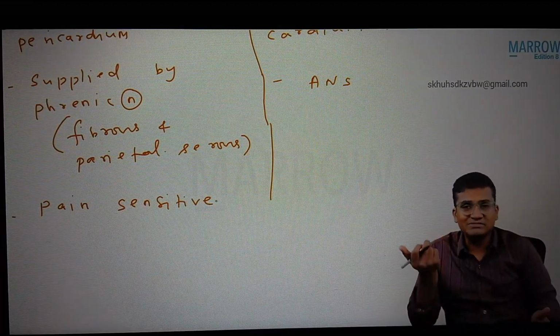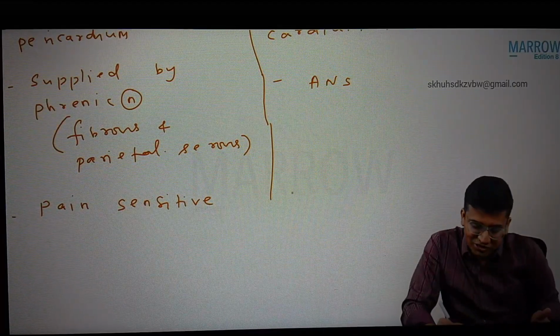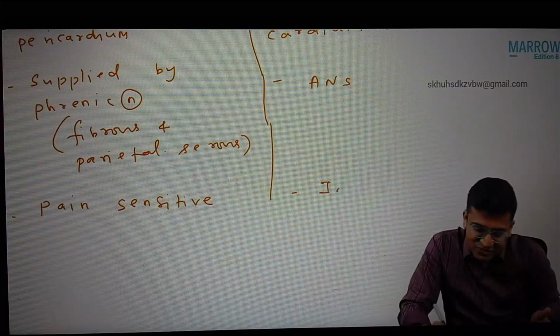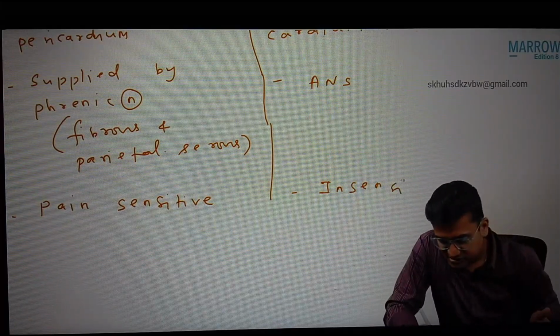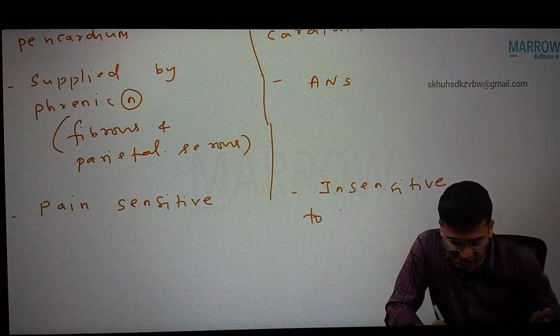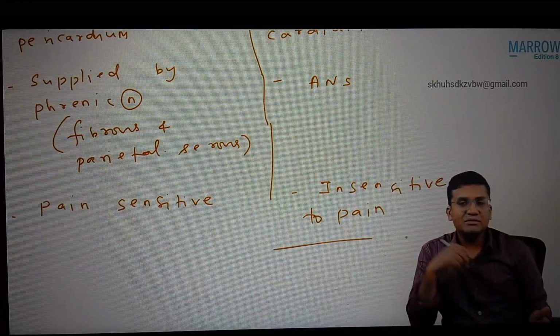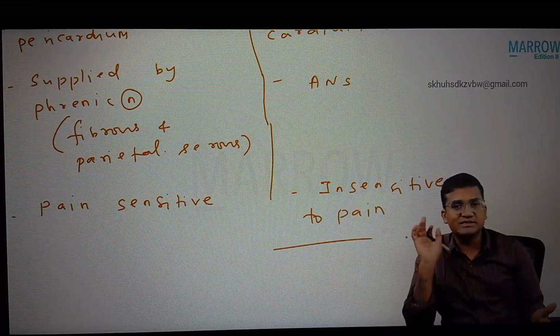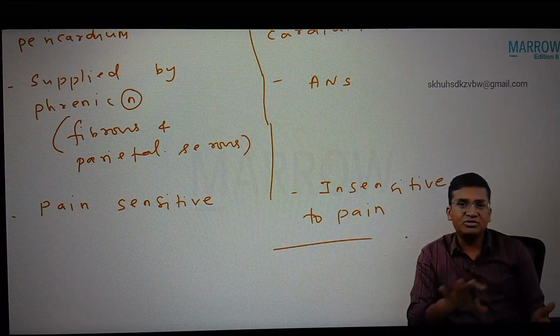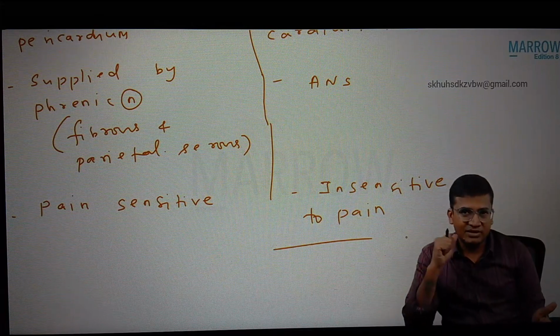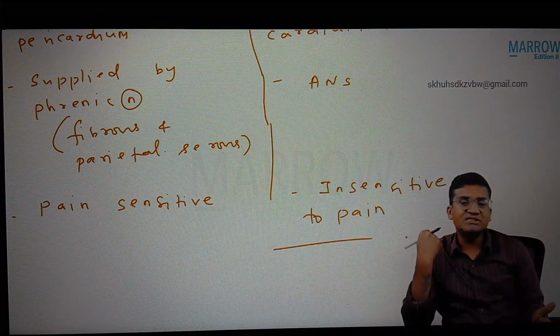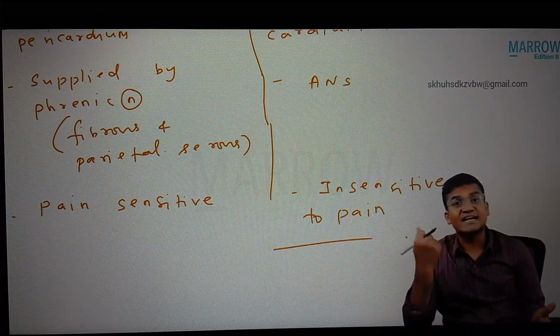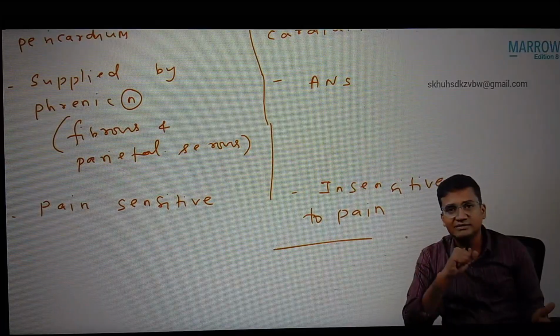Whereas the autonomic nervous system supplies the visceral layer, so it is insensitive to pain. So these are the basic differences between these two layers. If you know this, it is more than sufficient. Now in the exams, the questions usually come from the sinuses, the spaces in the pericardium.